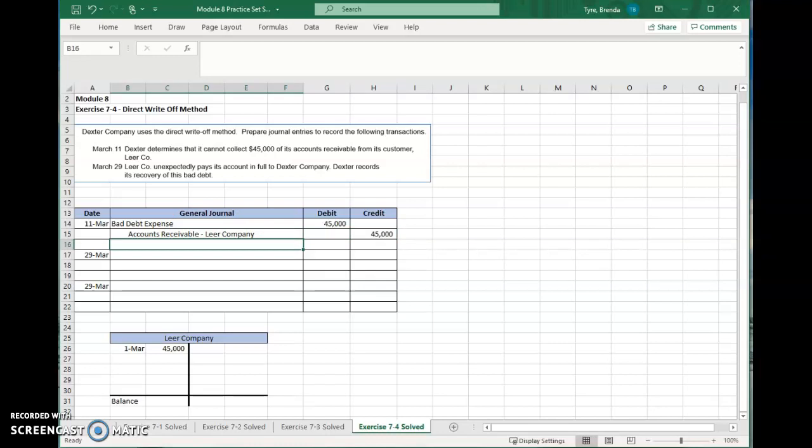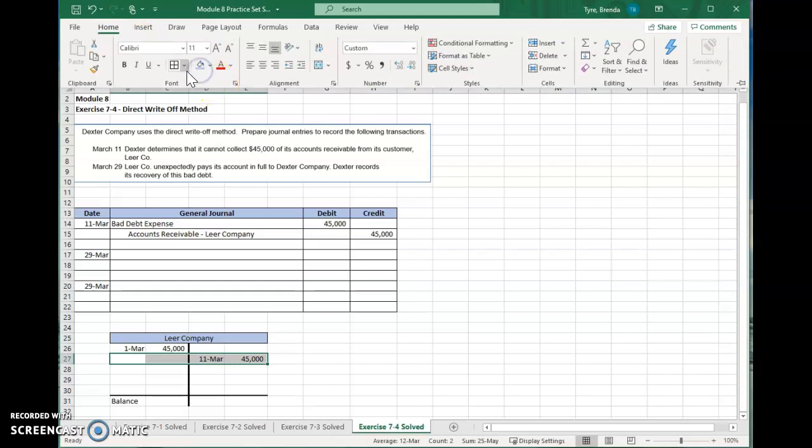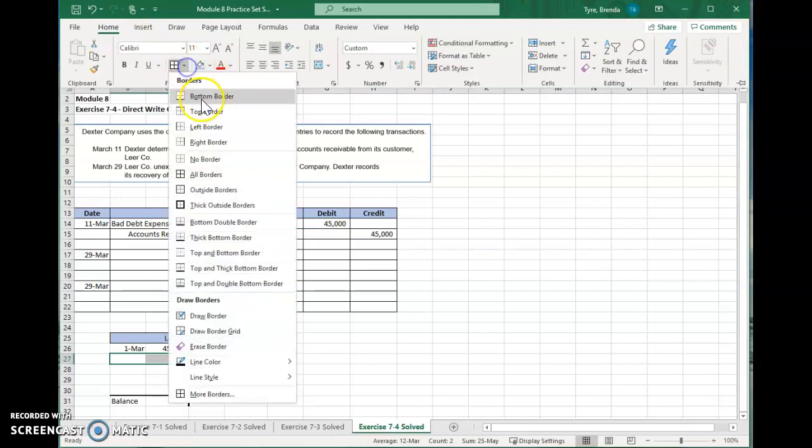On the 29th of March, Lear Company unexpectedly pays its account. So let's just back up here a second. On the 11th of March, let's get our subsidiary ledger updated. I credit the balance off. So the balance at this point is 0.